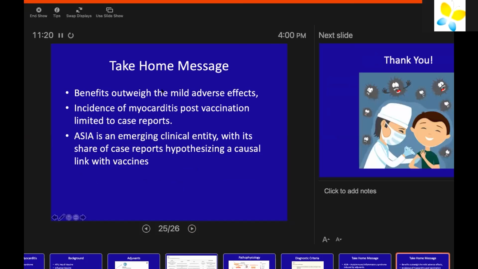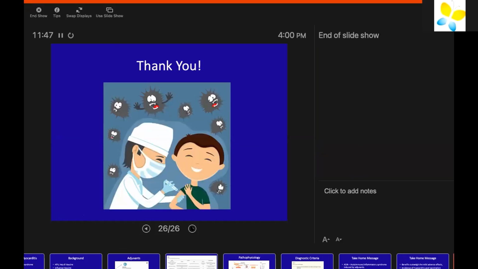And finally, we should keep this in mind as an emerging clinical entity, because post-COVID vaccine, there are a lot of isolated reports coming out of clots or autoimmune reactions. So this is one of the possible pathophysiologies that can be behind this clot formation. And finally, this should not discourage people from taking the vaccine.